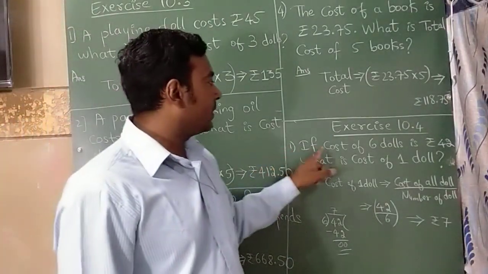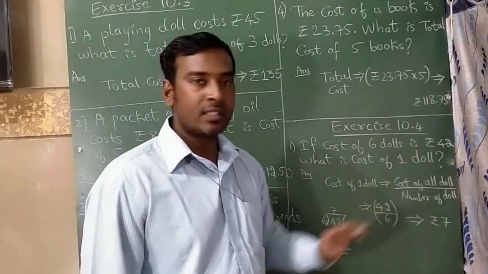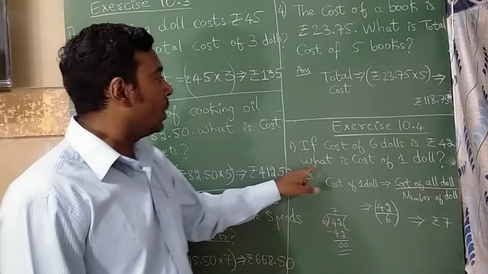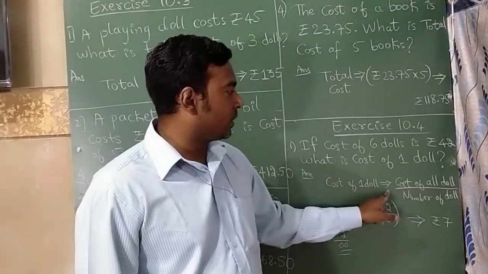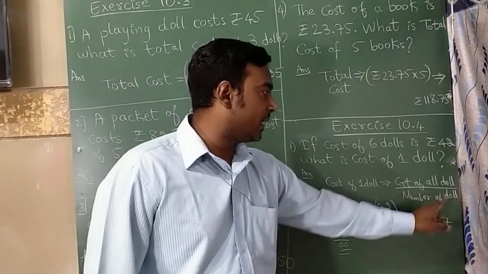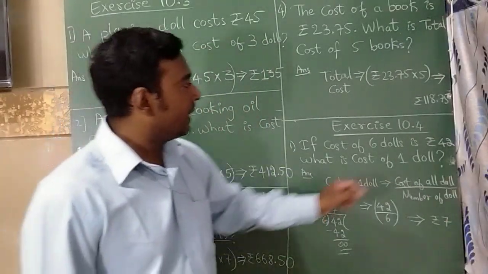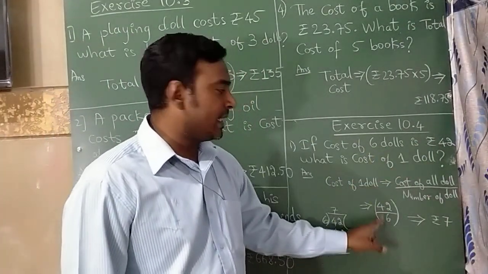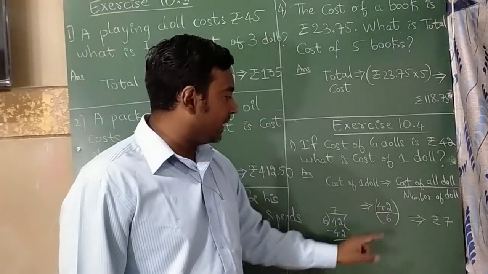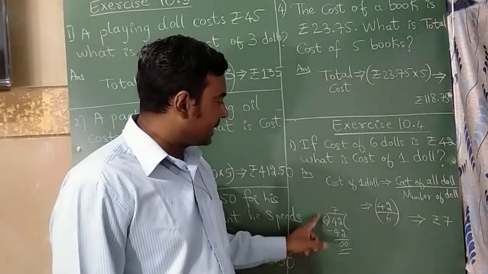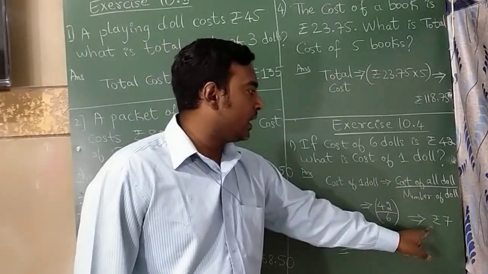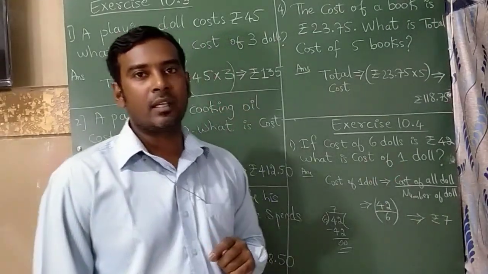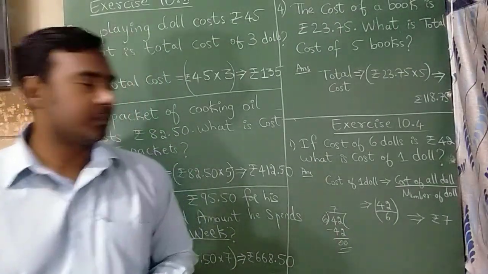Fine. If the cost of 6 dolls is rupees 42, what is the cost of 1 doll? So cost of 1 doll is equal to cost of all dolls divided by number of dolls. In simple, it is 42 divided by 6. You can directly divide this, or you can divide like this. 6 sevens are 42. So it means cost of 1 doll is rupees 7. So let's move on to the next question.